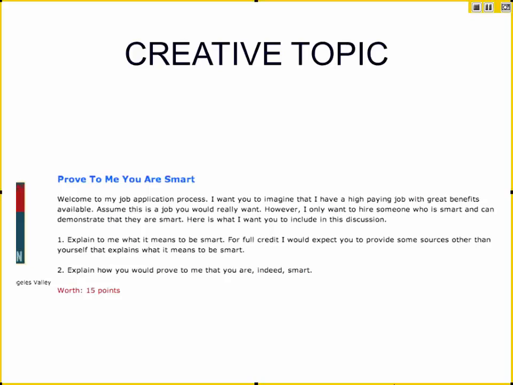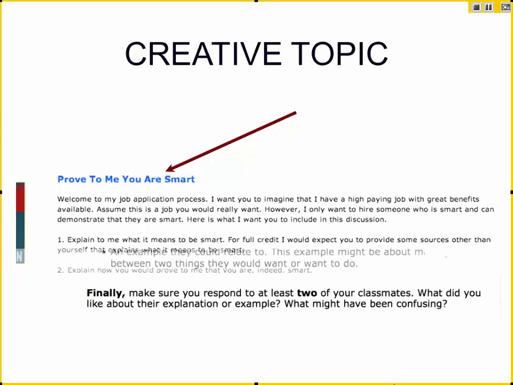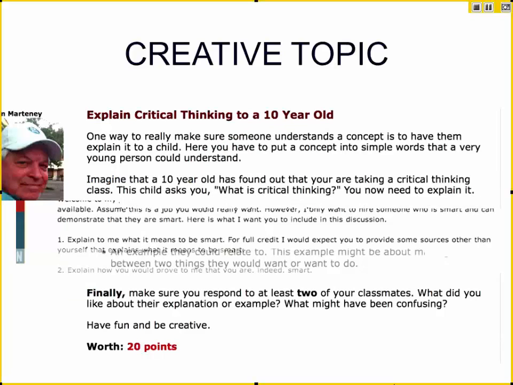I got the greatest job. You really want this job. But to get it, you have to prove to me you're smart. How would you do it? There's my fancy arrow there. And so explain to me what it means to be smart. I'd expect you to provide some sources other than yourself that explains what it means. Explain how do you prove it to me. So anyway, it's that sort of thing.